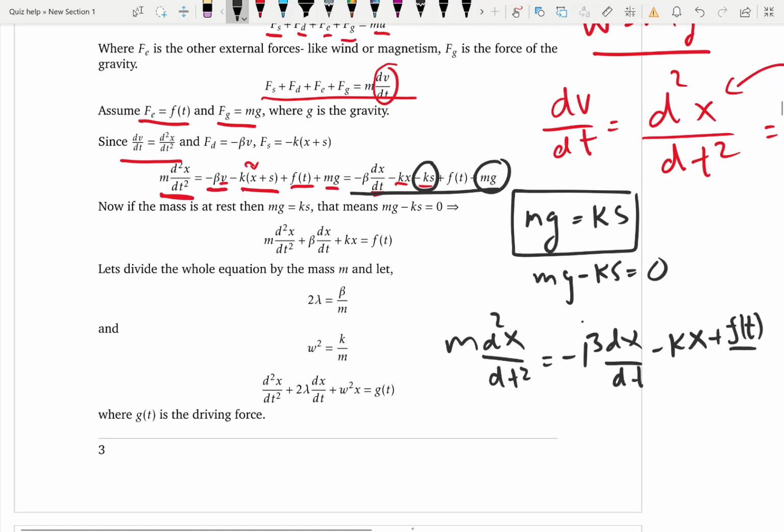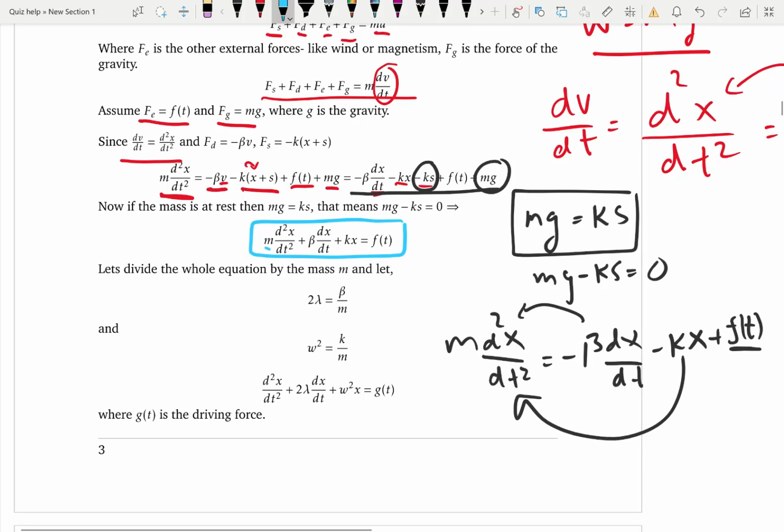Okay, so let's take these terms onto the left hand side and let the function f, the external forces, be alone on the right hand side. So what we get is this differential equation here. Now that is the model that we need. Now usually in chapter 4, remember, we use the standard form. That means the coefficient of the second derivative is 1. But here it's m. So let's divide by mass.